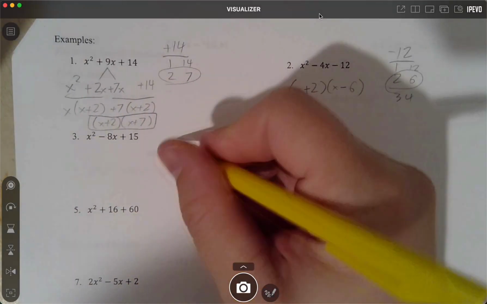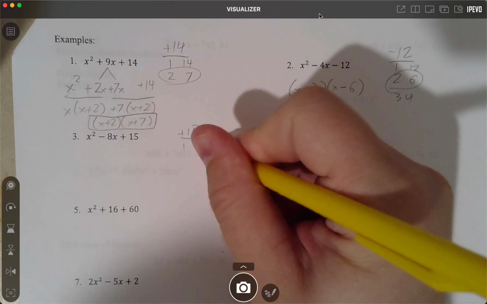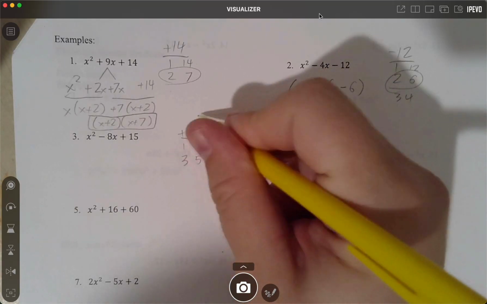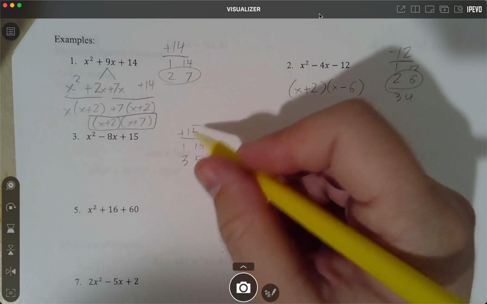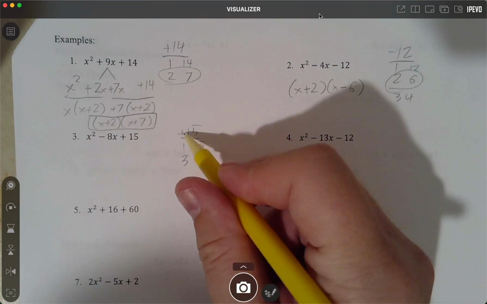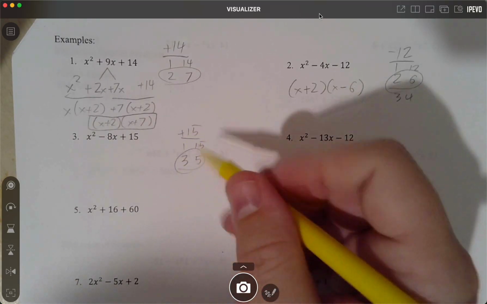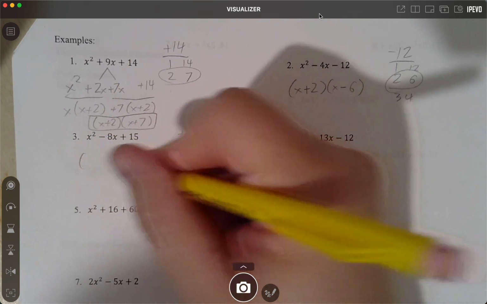1 times 15 is positive 15. The factors of 15 are 1 and 15, and 3 and 5, because 2 doesn't work with that. You would get a fraction. So we're only worried about nice clean factors. Now from there, which one of these will add, because there's that sign, to make 8? Well, 3 and 5. I can jump right to my parentheses because a is 1.